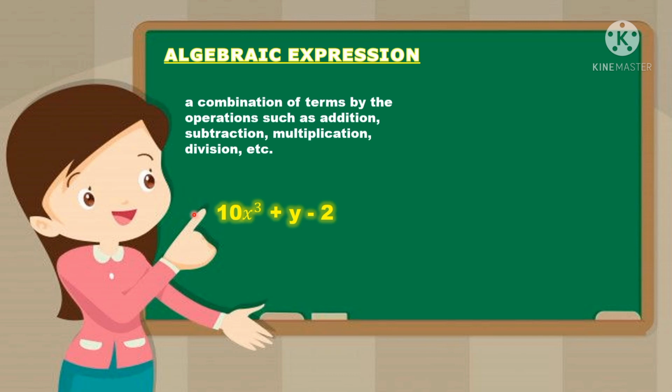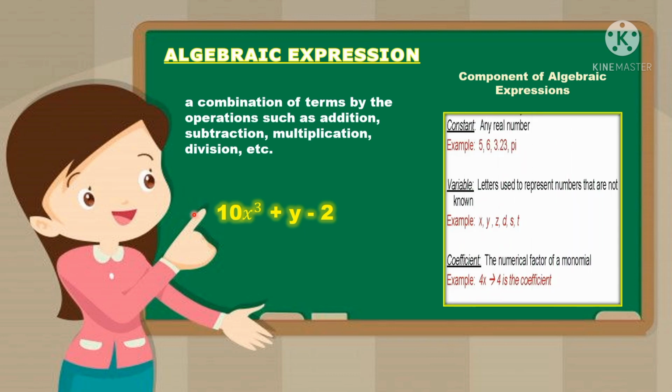What are the components of an algebraic expression? Algebraic expressions have components which are the constant, the variable, and the coefficient. A constant is any real number, for example 5, 6, 3, 23, and pi. Pi is considered a constant because it has an approximate value of 3.1415.